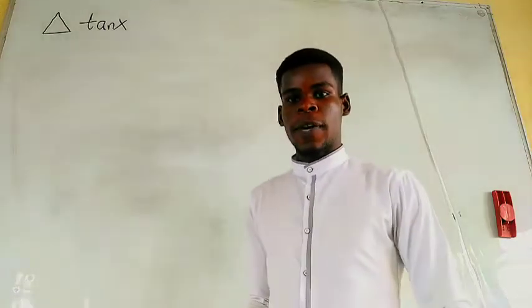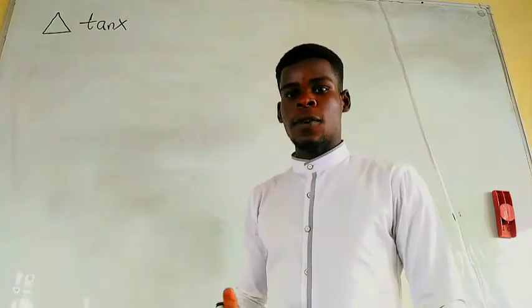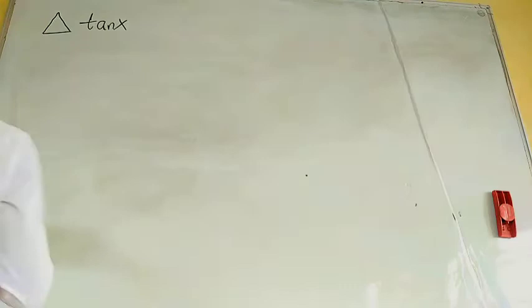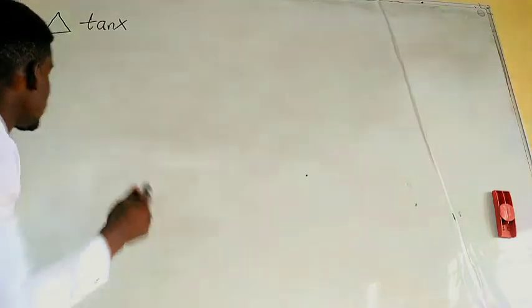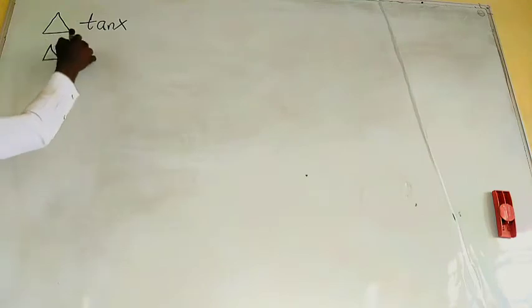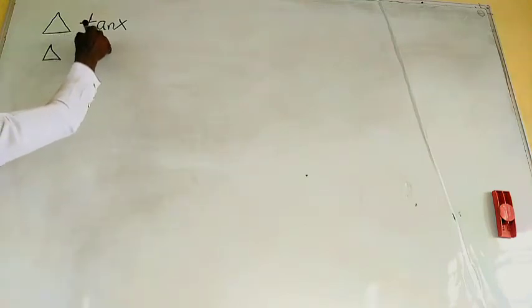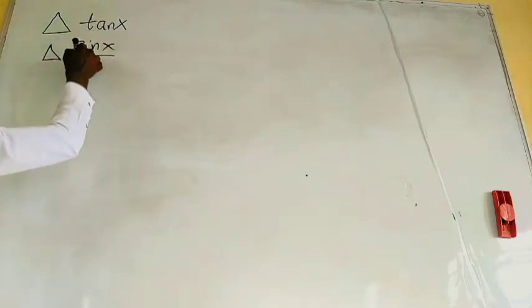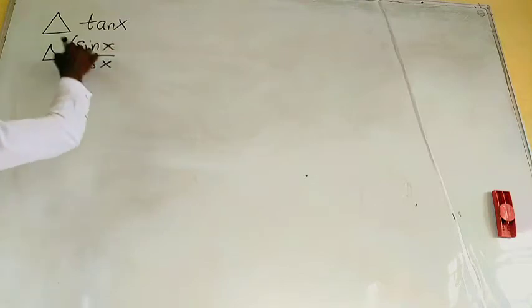And now you just have to find the forward difference of tangent of x. So I'm going to start by saying that tangent of x is the same thing as sine of x over cosine of x. So by finding this forward difference of tangent of x, we are simply saying what's the forward difference of sine x over cosine x.